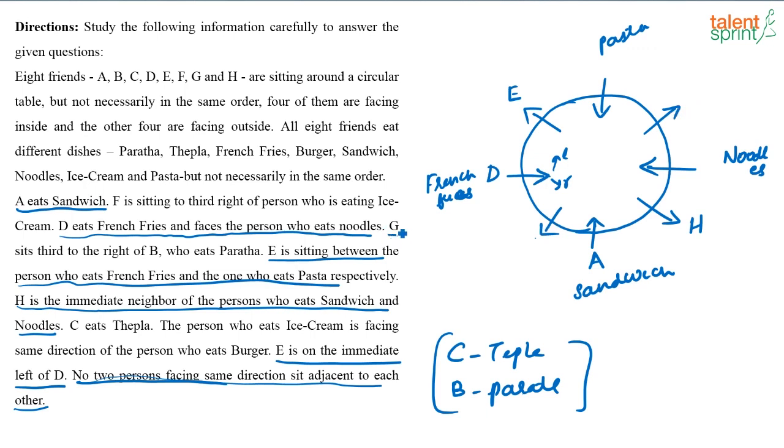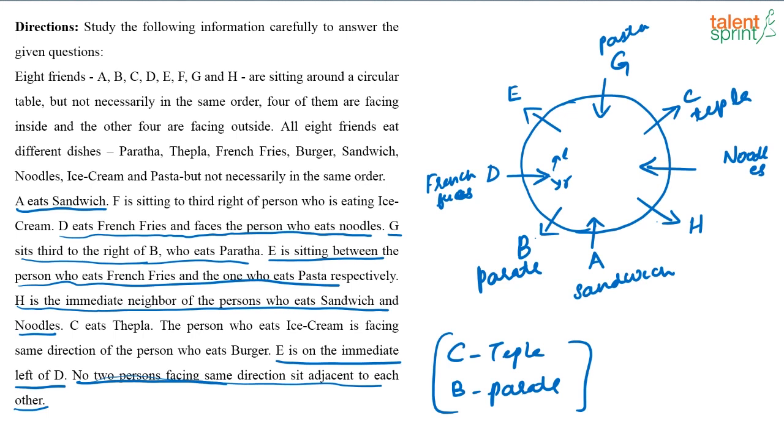See, it is given that G sits third to the right of B who eats paratha. So if I say this is B, G sits third to the right of B. So 1, 2, 3. This has to be G. So not possible. So this cannot be B. But if this is B, then what happens? Third to the right of B means 1, 2, 3. Yes, this can be G. So this has to be B who eats paratha, and this has to be C who eats tepla. So like this I can fix B and C.